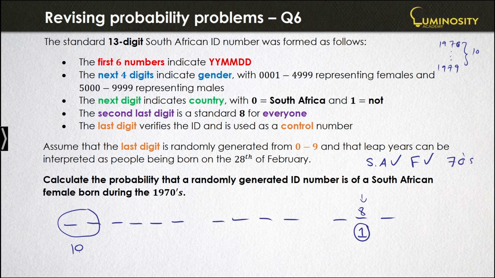We're also told that they are a South African citizen. So that means that this digit must be a 0. So there's only one option here.